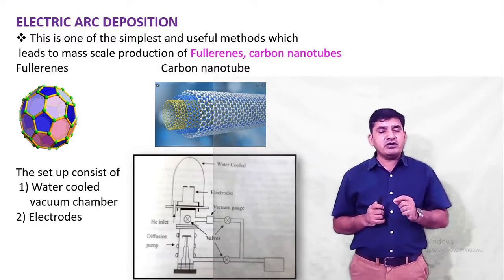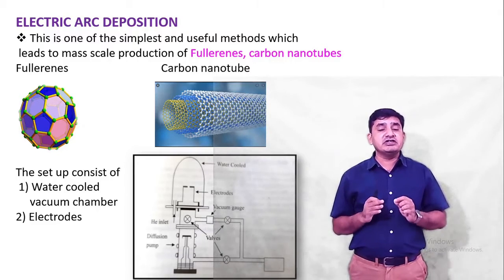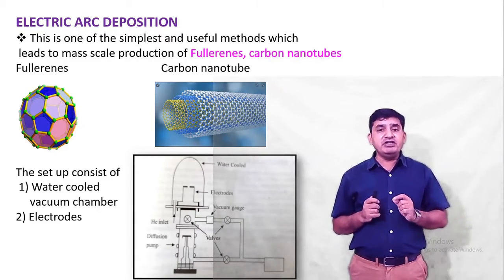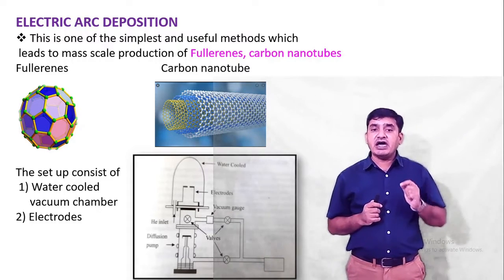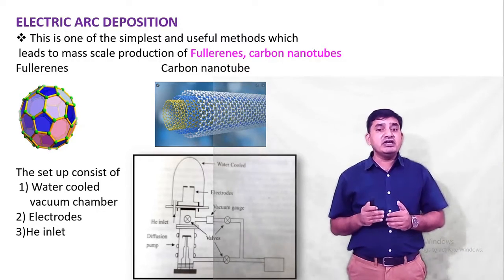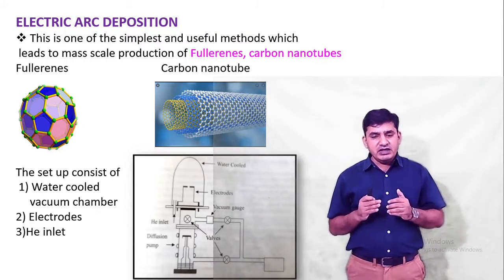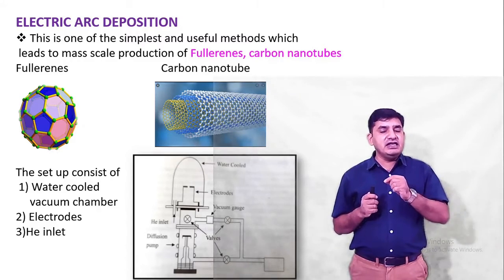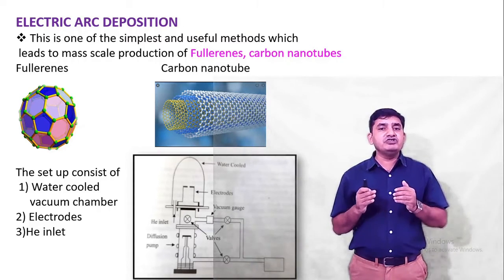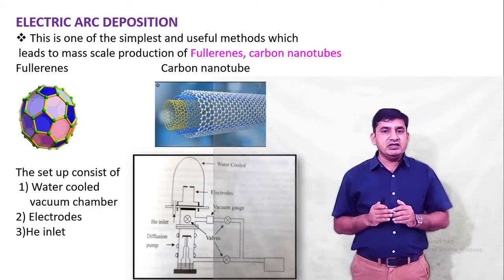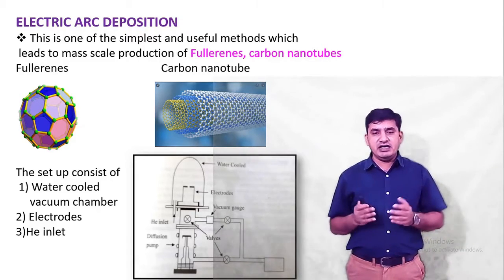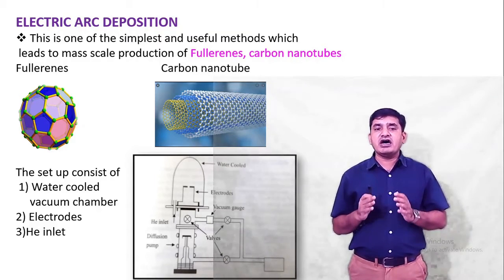Generally, the positive electrode itself acts as the source of material. The spark is produced between the two electrodes, that is, the anode and cathode. Then the helium inlet: we use the inert gas helium. When the pressure inside the vacuum chamber is low, then fullerene is produced. When the pressure is high, then carbon nanotubes are produced.